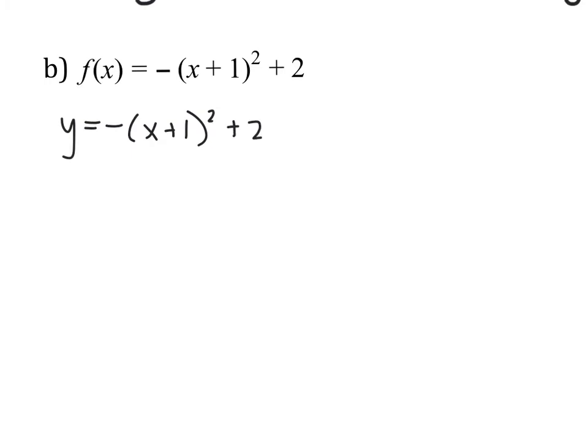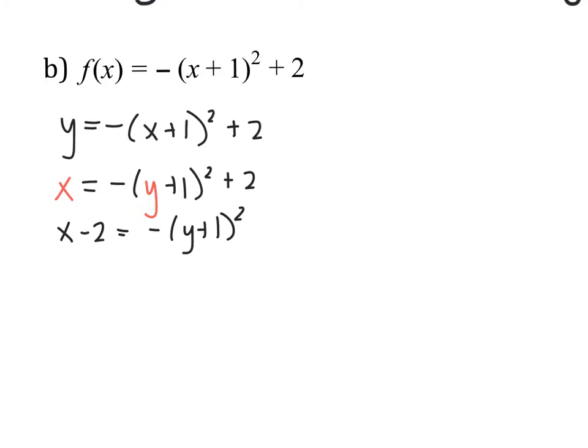And then I know that for an inverse, we're actually going to isolate for x instead. And since x is going to be our new output and y is going to be our new input, I'm going to swap out the letters x and y. So I'm going to put, instead of x, I'm going to put y. And now I'm going to isolate for y. So the first thing I have to do is move this 2 over. So it's going to be x minus 2 equals -y plus 1 all squared.